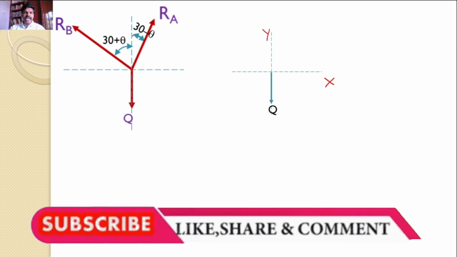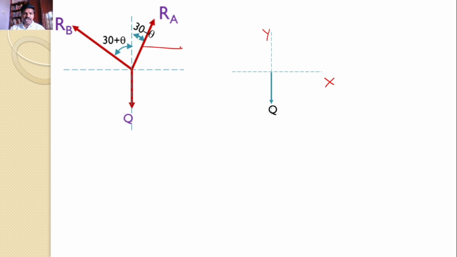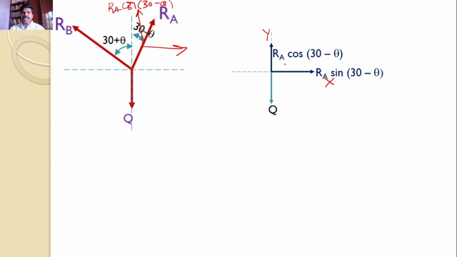Now RA makes an angle 30 minus theta with the y-axis. So you can resolve this force along the x-axis and y-axis. The y component becomes cos, RA into cos of 30 minus theta, and the other one is sine, because RA makes 30 minus theta with the vertical. That's why the y component becomes cos and the x component is sine. RA into sine 30 minus theta is the x component. RA into cos 30 minus theta is the y component.